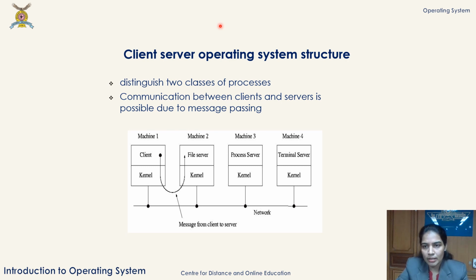So here servers run on different computers and they are connected by a LAN and they can communicate with each other by passing messages. You can see here there are 4 machines connected in the network. So this is providing a client server architecture with the help of the client server operating system structure.